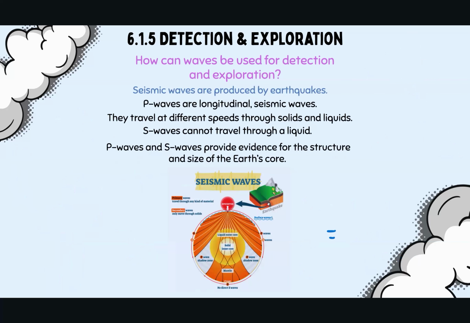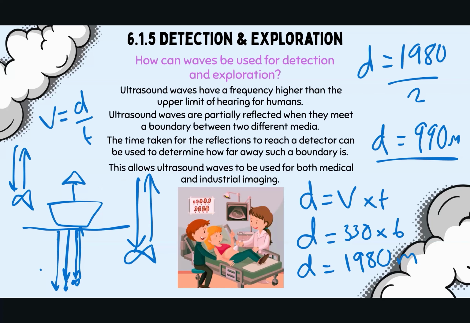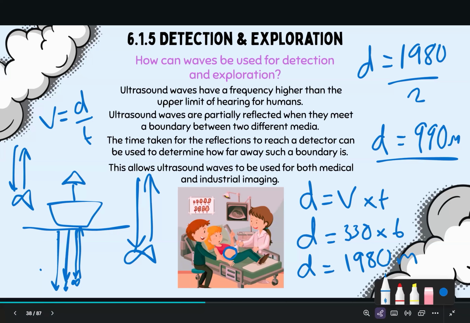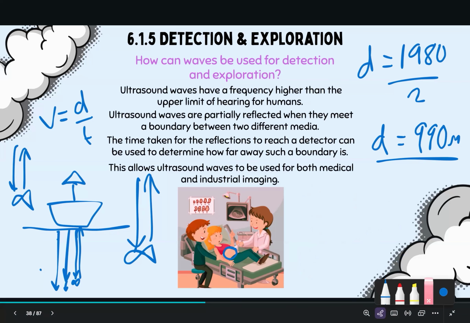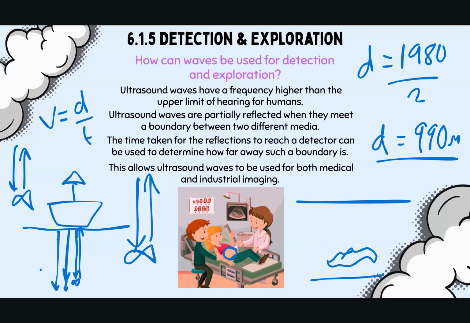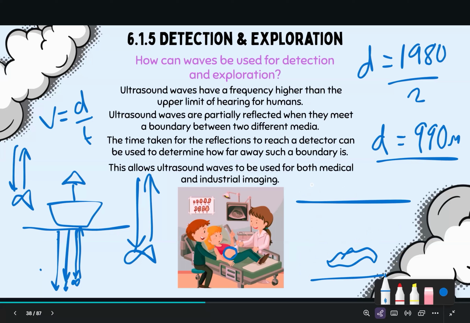So another thing, how can waves be used for detection and exploration? Now, sorry, just before we move on, that can be used in medical as well. So that's how we can use ultrasound to find out what's in the womb of an expecting mother. In some industries, it's also used to find weakness within metals or within walls, etc. So, for example, you've got a wall or a piece of metal, and you've got an area here that's got a crack. So, when the ultrasound goes through, you can find out where that crack is or where the damage is.